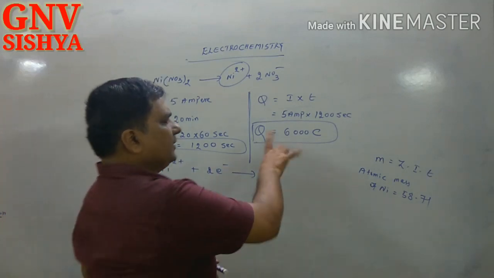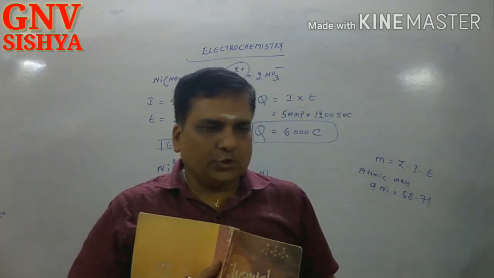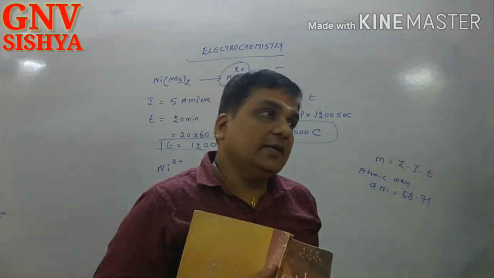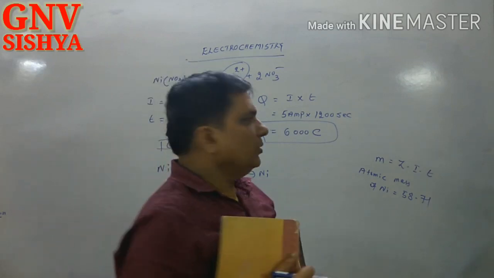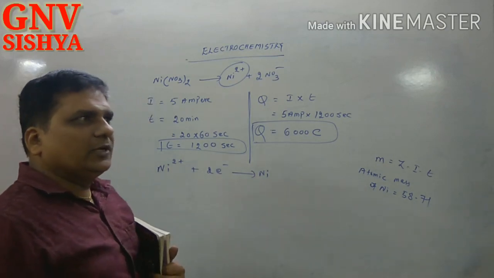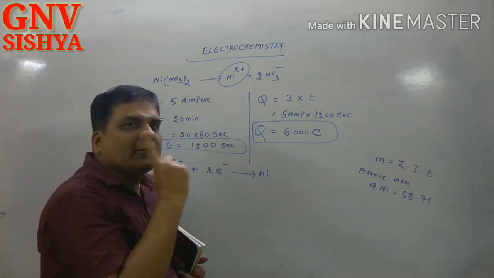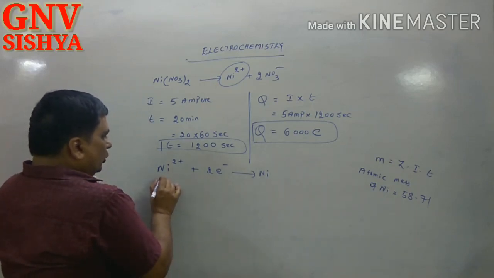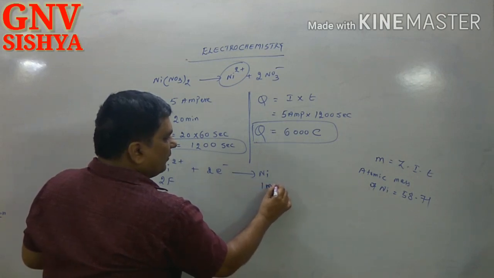Always, when you are given current and time, be sure to find out the quantity of electricity passed. CBSE always emphasizes stepwise marking, not the final answer. Now, in the previous video, you might have learned the quantity of electricity required to deposit 1 mole of nickel. What is that? 2 Faraday, because valency is 2. 2 Faraday will deposit 1 mole of nickel.